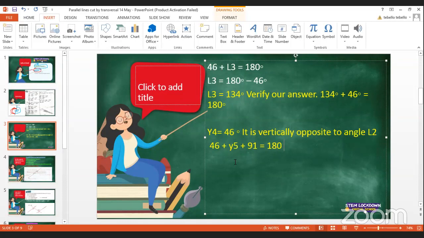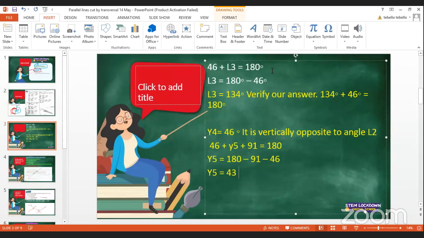And when we calculate the value for y5, here's our equation. We'll have our 46 degrees, which is y4, plus y5, plus 91 degrees equals to 180 degrees. And we'll have our y5 equals to 180 degrees minus 91 minus 46, and then our y5 will be 43 degrees. So we are done with our home activity, guys.